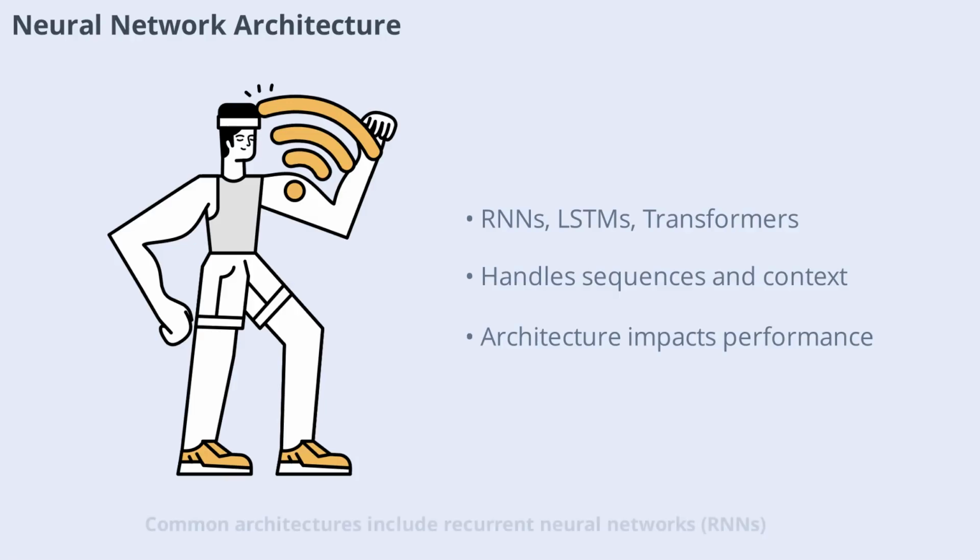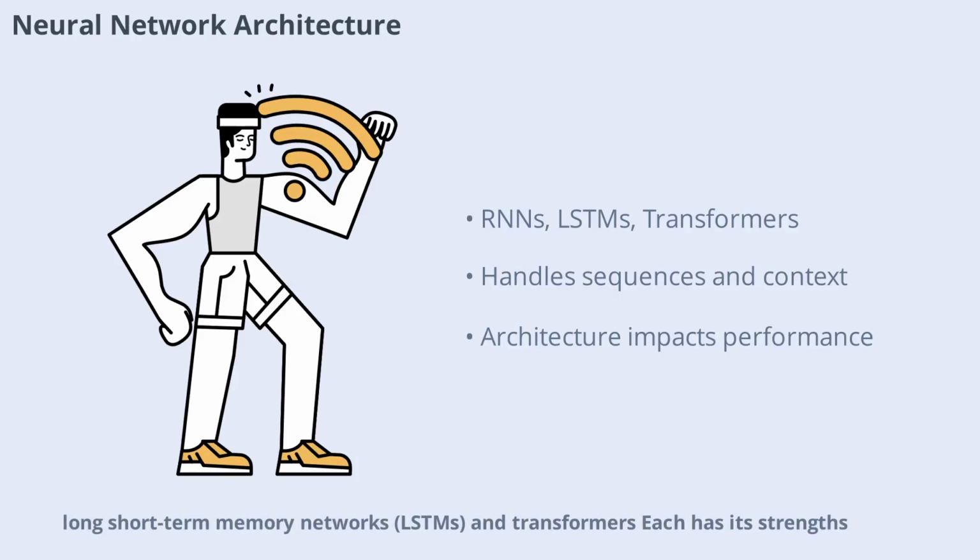The architecture of a neural language model determines how it processes and learns from data. Common architectures include recurrent neural networks (RNNs), long short-term memory networks (LSTMs), and transformers. Each has its strengths. RNNs handle sequences, LSTMs remember long-term dependencies, and transformers excel at parallel processing. Choosing the right architecture is key to building an effective language model. Let's dive deeper into how these architectures work.